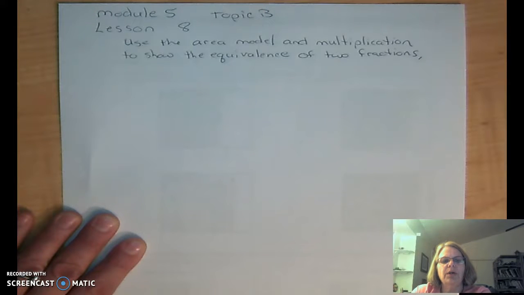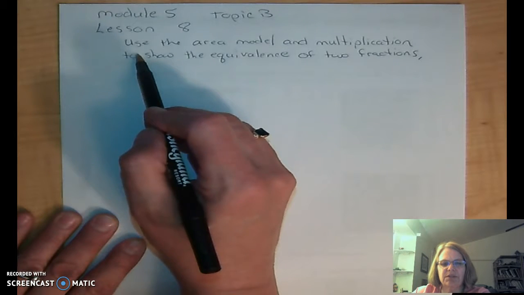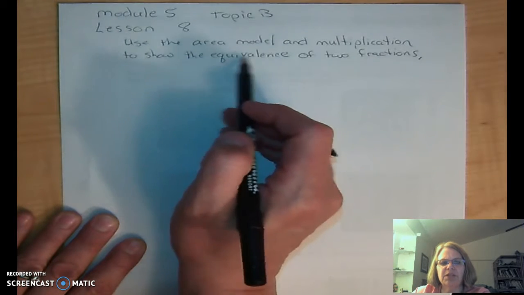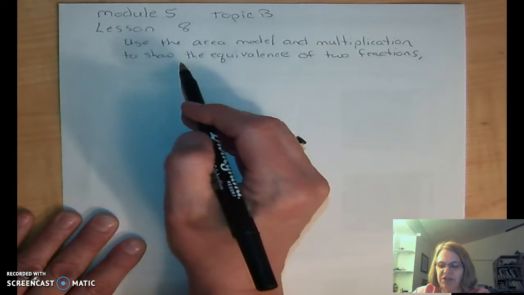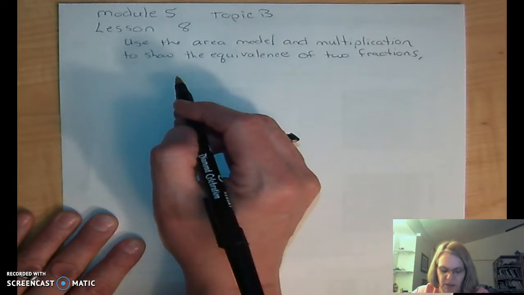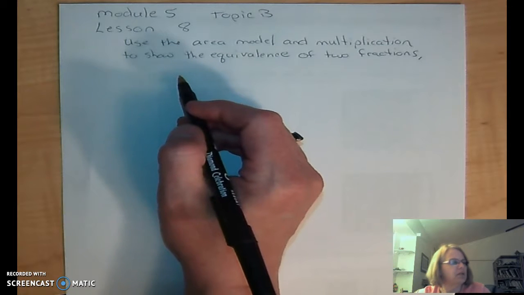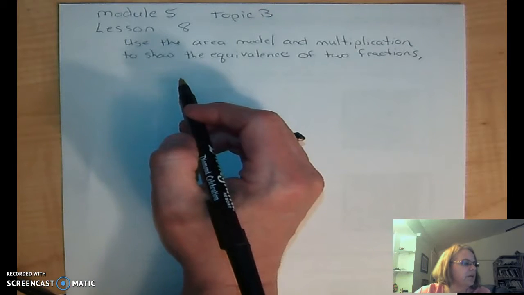Okay, hello. We are on Topic B, just starting Topic B, Module 5, Lesson 8 of the 4th grade curriculum for Eureka Math. The objective here is to use the area model and multiplication to show the equivalence of two fractions. We've kind of been doing this a little bit in Lesson 7, so we're going to continue working on this.